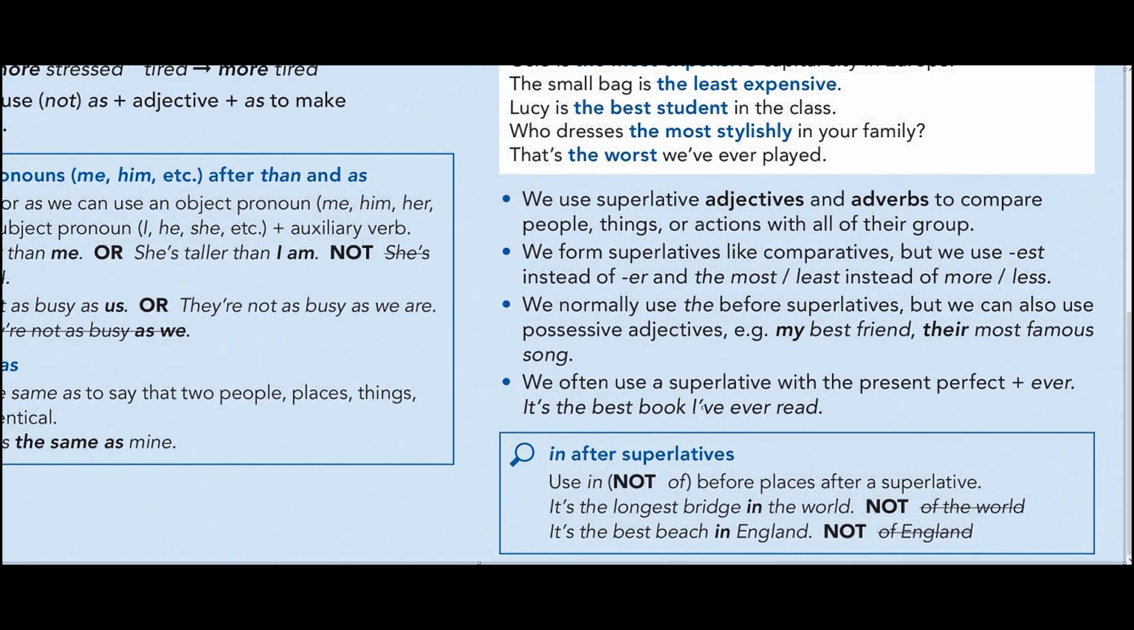И мы также часто используем превосходную степень с present perfect плюс ever. It's the best book I've ever read. Это самая лучшая книга, которую я когда-либо читал. Ну и здесь очень странное правило, на самом деле, я не слышал, чтобы кто-то такие ошибки совершал. Если мы указываем на группу перед превосходной, мы используем предлог in. То есть это самый длинный мост в мире, это самый лучший пляж в Англии. И нельзя вместо in говорить of. Честно признаюсь, ни у кого такой ошибки не слышал.